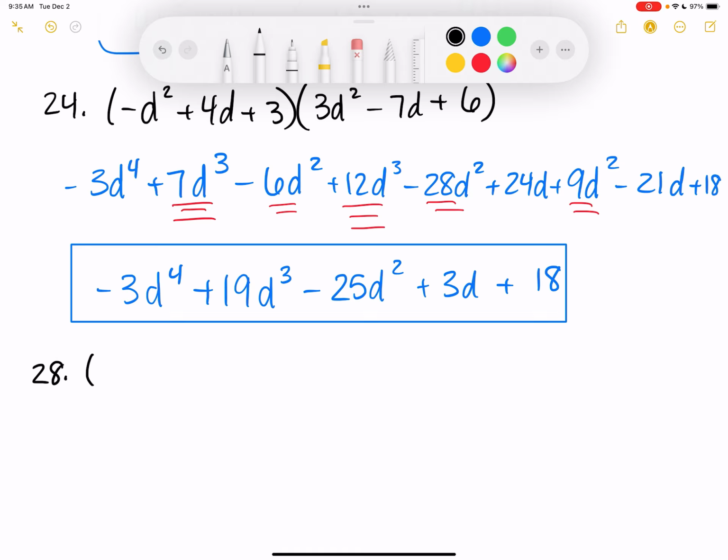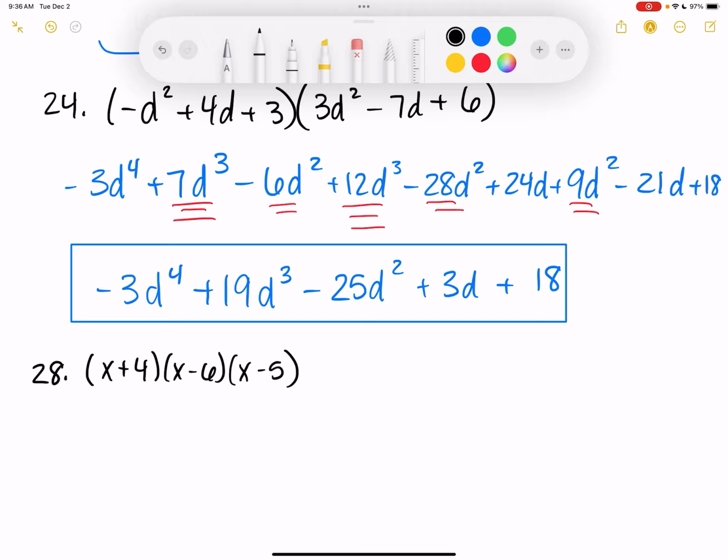All right. x plus 4 times x minus 6 times x minus 5. Okay. So just a couple things here. It does not matter which two I multiply first. I can't multiply them all at the same time.